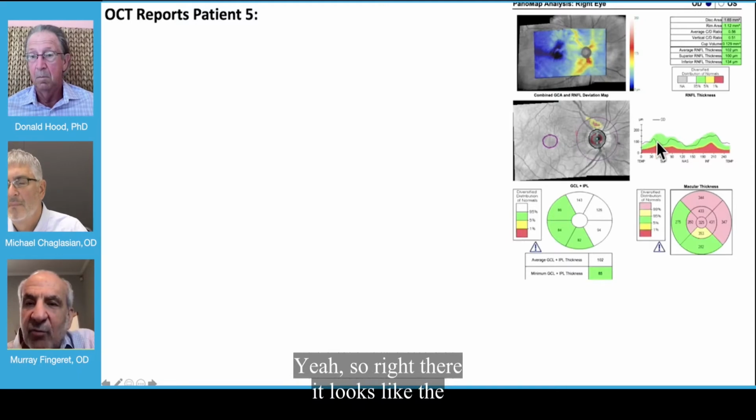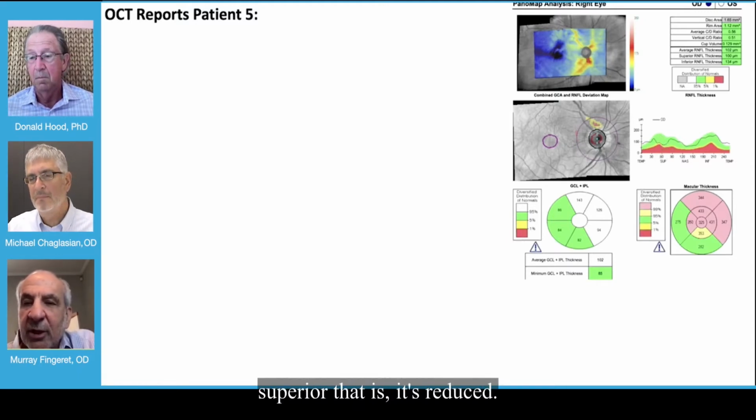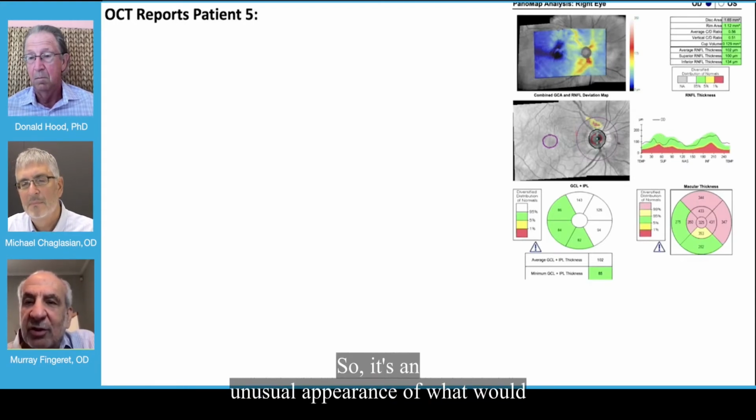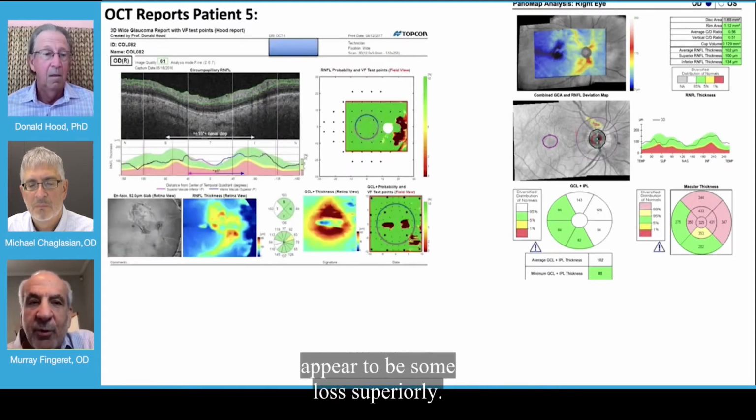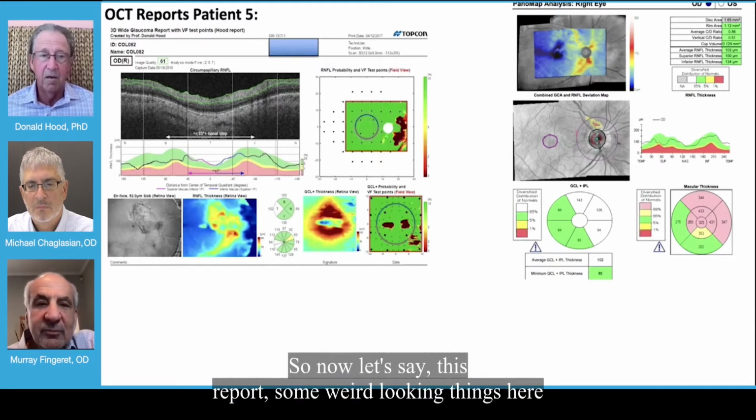So right there, on the TSNIT, it looks like the superior is reduced. So it's an unusual appearance of what would appear to be some loss superiorly. Okay, so now let's add this report.